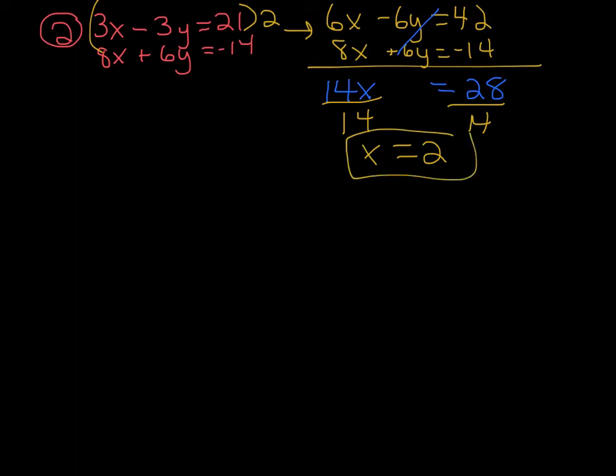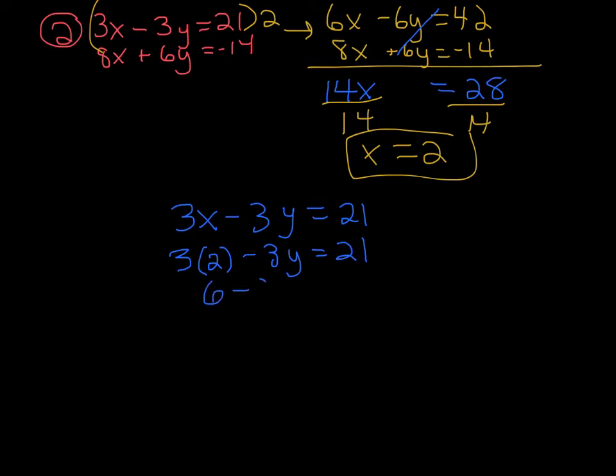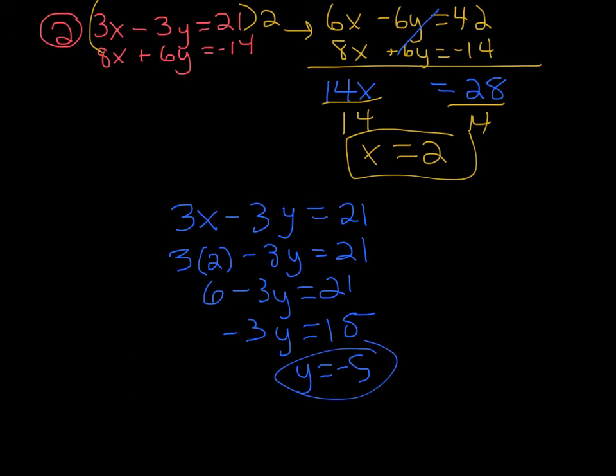Next thing that we're going to do is substitute that 2 back into any of the equations you have above. I am going to use the top one that I had, just because that one has the smallest numbers. So I'm going to end up getting 3 times 2 minus 3y equals 21. I end up getting negative 3y equals 15. My answer for y is going to be negative 5. So your final answer is 2, negative 5.